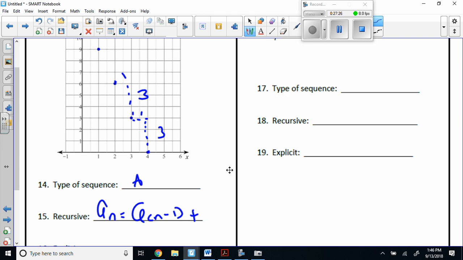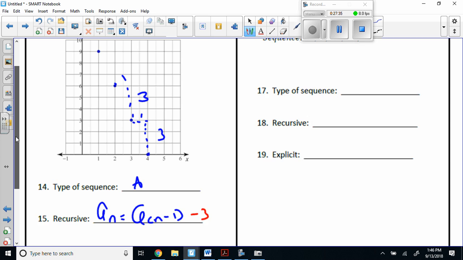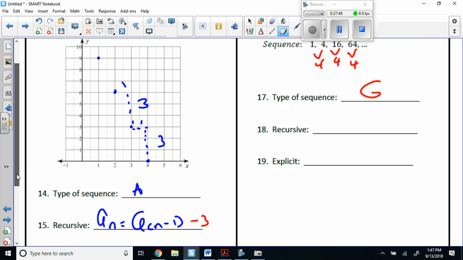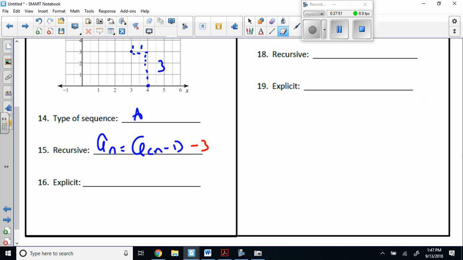Not plus. It should be minus 3, because that's going downhill, right? Anybody confused about that? It's geometric. So a sub n. Oh, shoot. Do we got some more below it? Oh, we got to do that too.